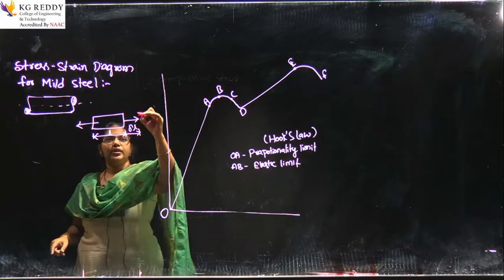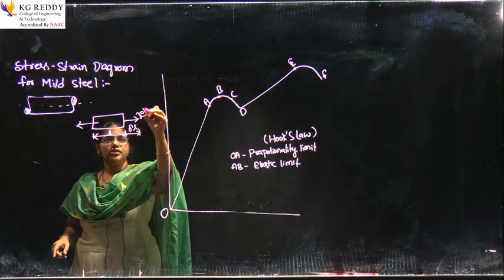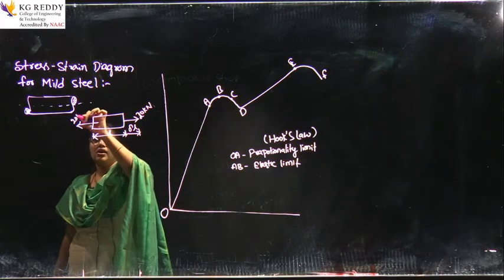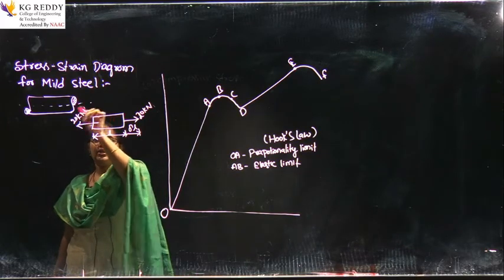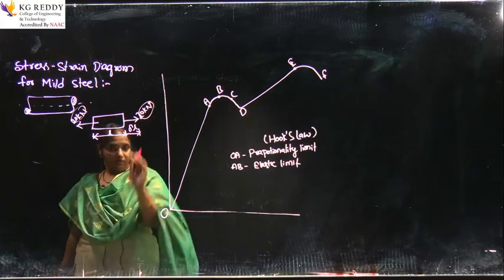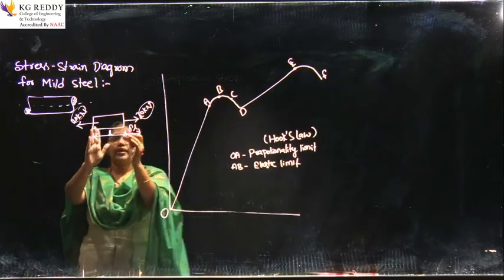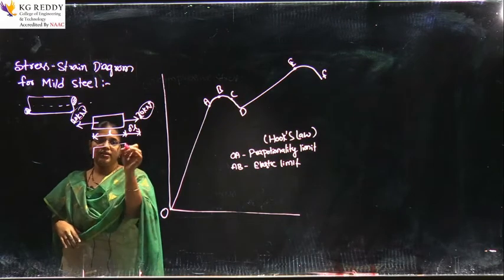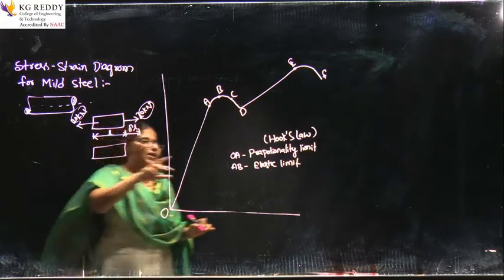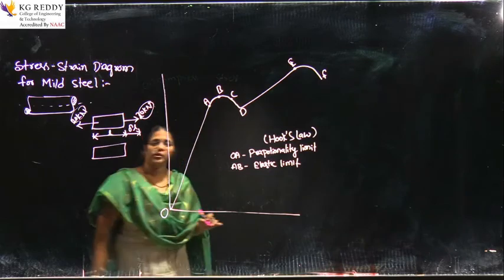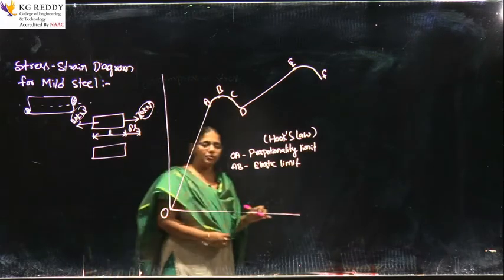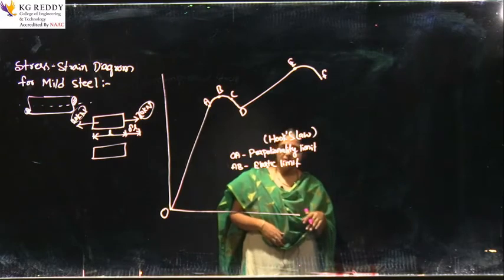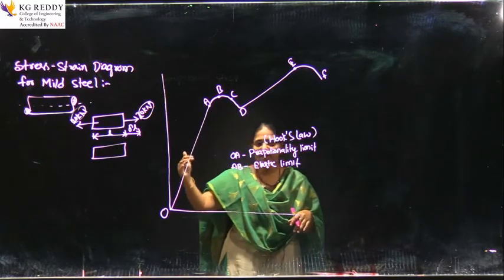So, now here I am removing this 20 kilonewtons load. Initially I had applied 20 kilonewtons here and here. If I remove this 20 kilonewtons, then what happens here? Again the bar will come back to its original shape and size. Therefore, this is called the elastic limit. Within the elastic limit, the material regains its original shape and size after removing the particular load.